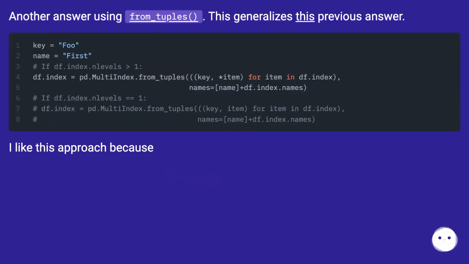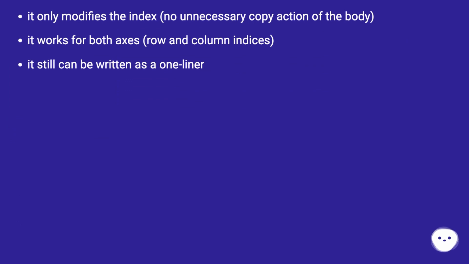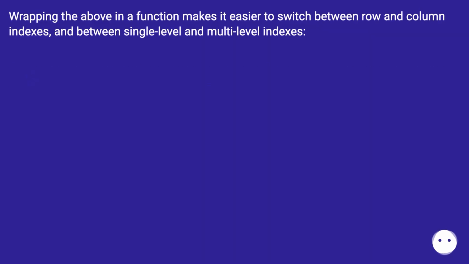Another answer using from_tuples. This generalizes this previous answer. I like this approach because it only modifies the index, no unnecessary copy action of the body. It works for both axes, row and column indices. It still can be written as a one-liner.